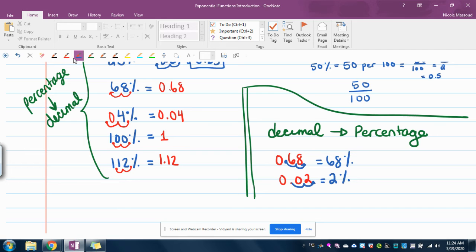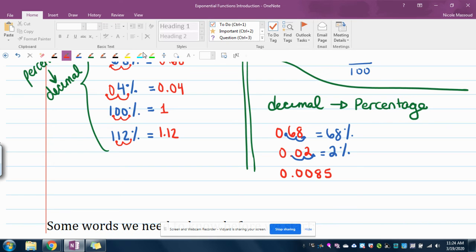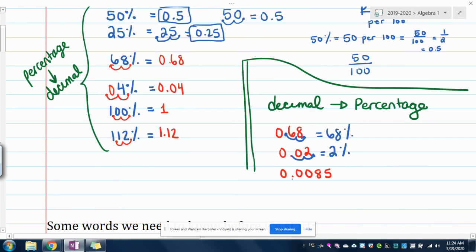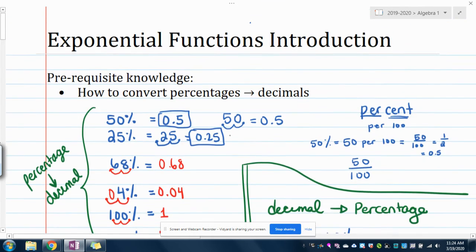Or maybe a little bit more difficult problem, if I have 0.0085. Now I take my decimal place. Again, same thing. I move it over 2 places, and I get 0.85%. So, yes, you can have a decimal percentage. It's going to be a very small portion of the number, but it is a decimal percentage. So, there you go. That is the prerequisite knowledge.